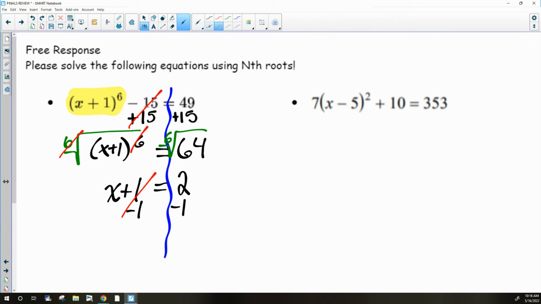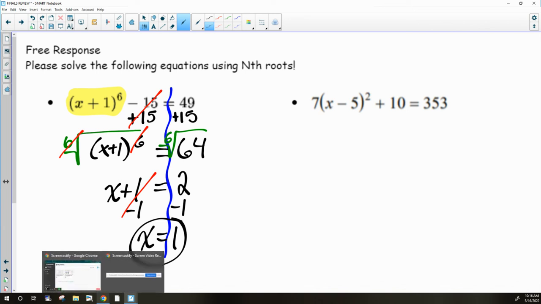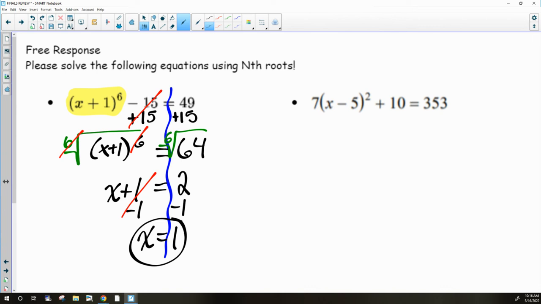On the left side, 1's cancel. x equals 1. Done. So it's very similar to Algebra 1 that you've been doing. The only difference is we're going to need to use a square root or a third root or some type of root.